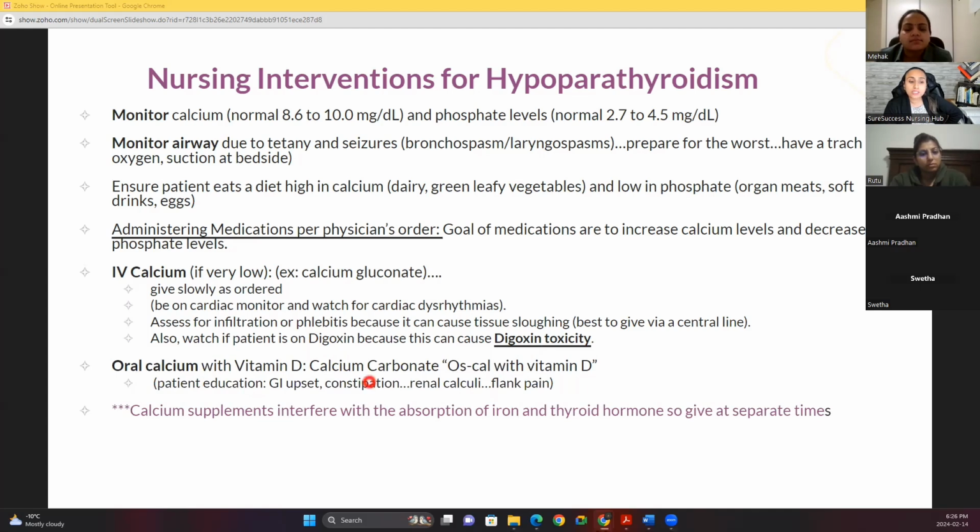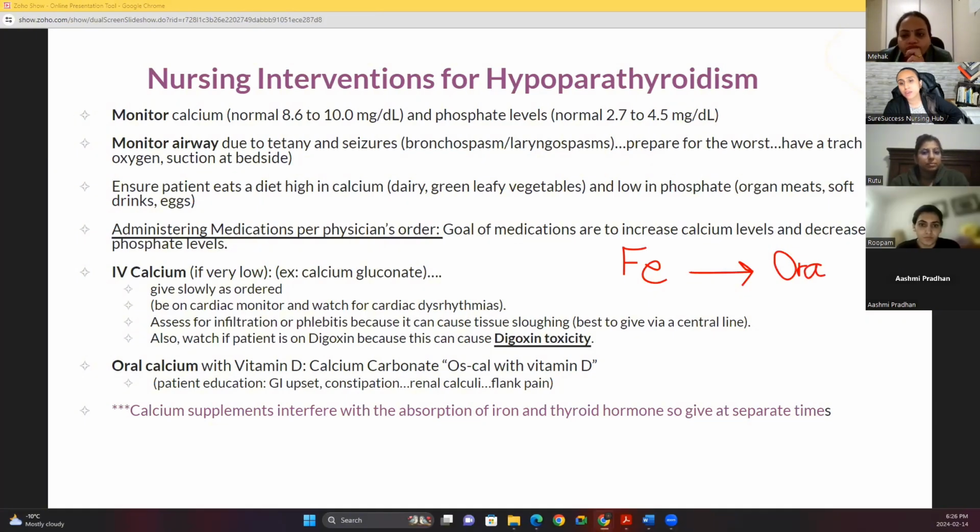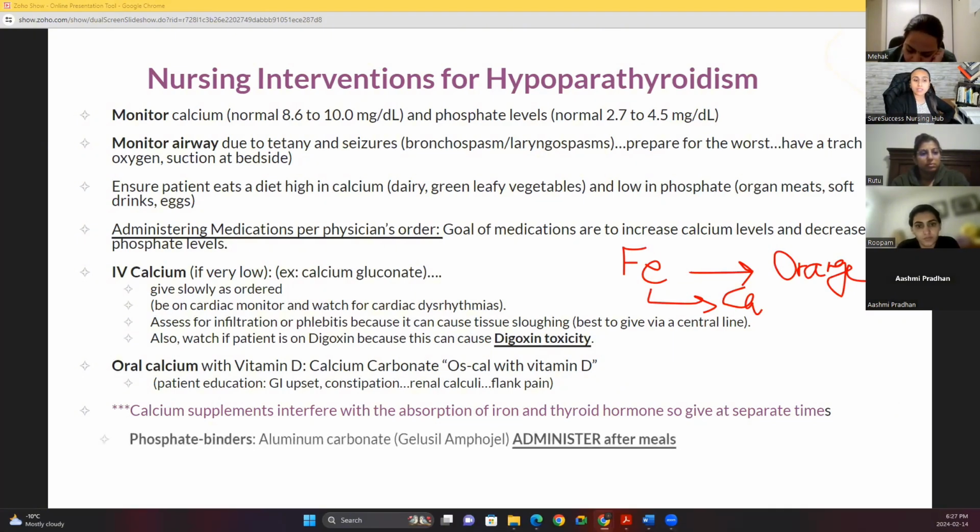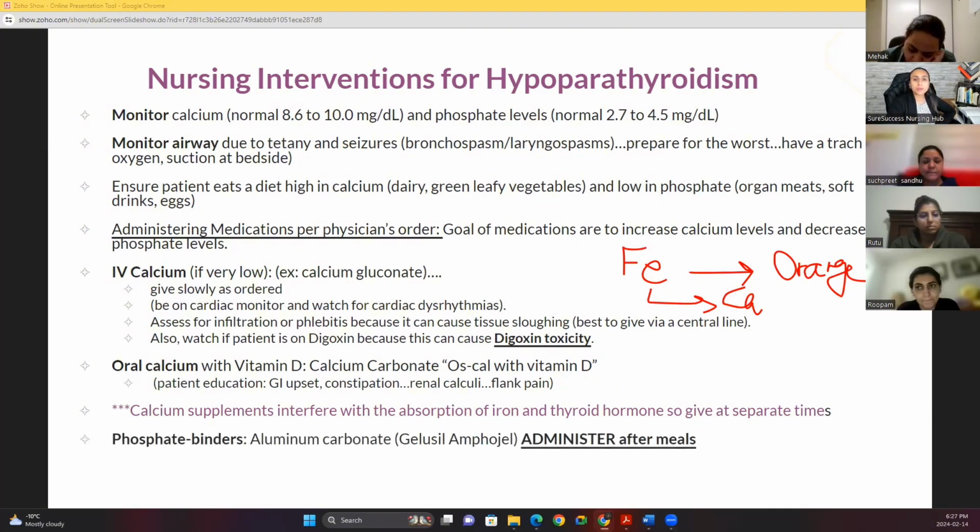And for the calcium supplement, remember, for example, the iron tablet. I hope most of us have taken an iron tablet. And we are giving the iron tablet with what? With orange juice. Why orange juice? It has vitamin C. Never give iron with calcium. Why? Because calcium will not be absorbed. Give it separately.